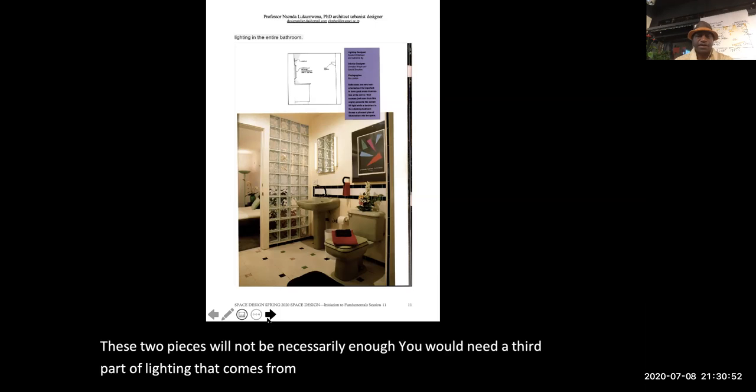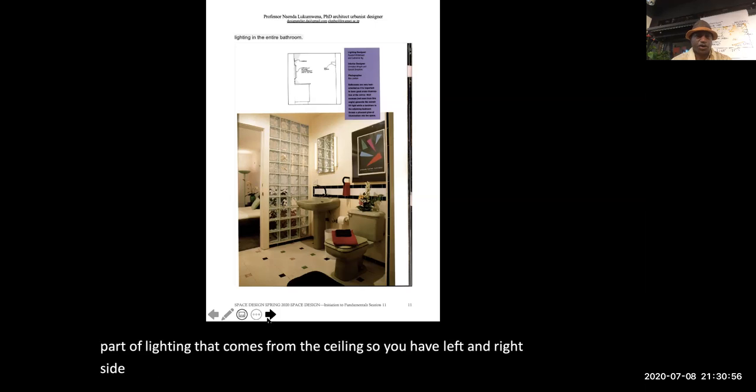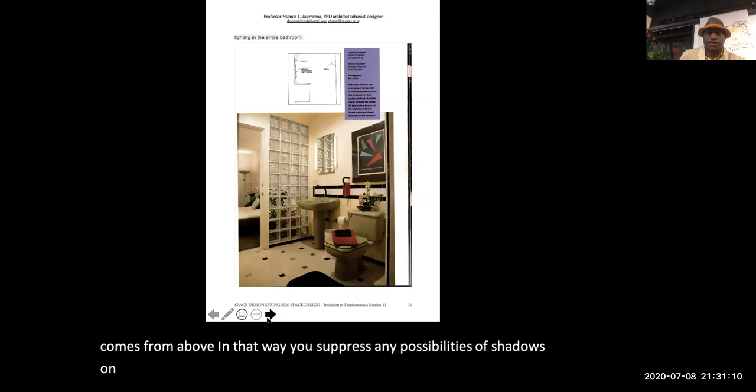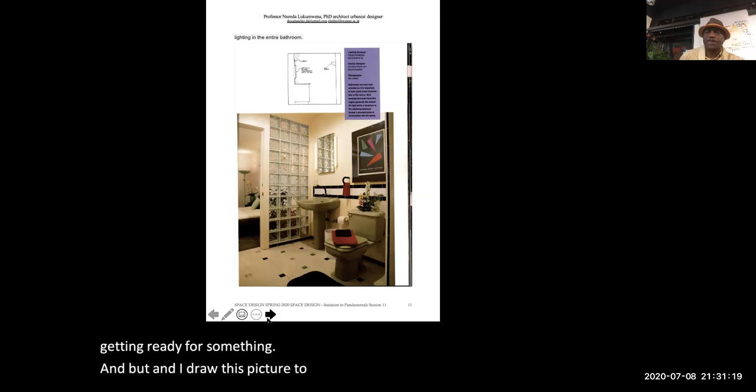So you have left and right side lighting that falls on the individual, and then you have the light that comes from above. In that way, you suppress any possibilities of shadows on the face of the person that is looking into the mirror, getting ready for something. And I chose this picture to show what can be a bad side of mirrors, if you will.